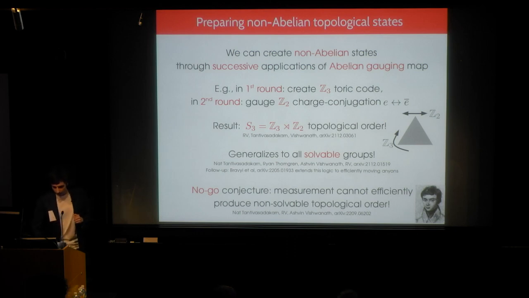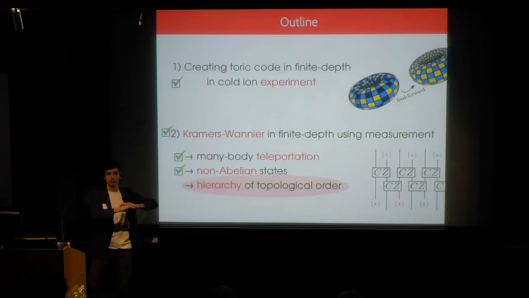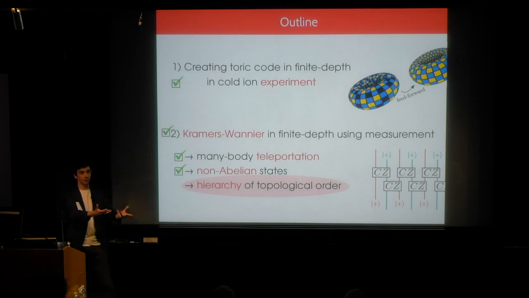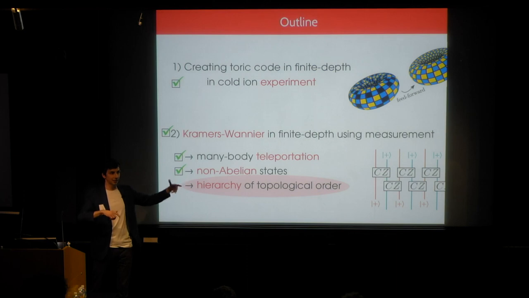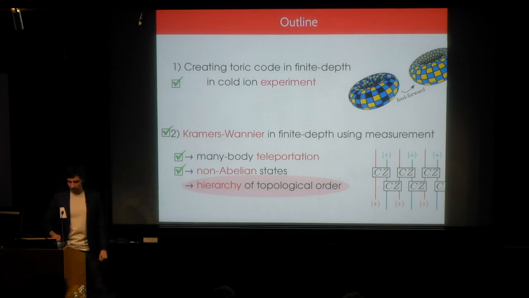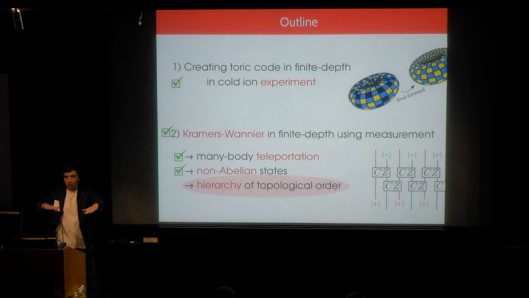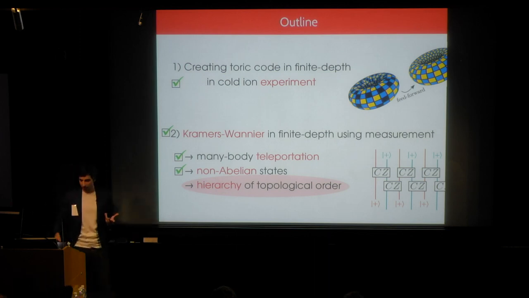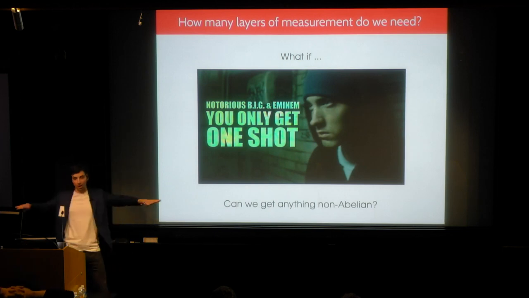Good. So then, just to wrap up, what we see so far, for example, is that if you have one layer of measurement, you can prepare the toric code. And if we did multiple layers of measurement and feed forward, like two, you get S3, non-abelian stuff. You could ask, what is the hierarchy of states involved here? For example, if I only use one layer, can I get something more interesting than the toric code? Can you get a non-abelian state from only using one layer of measurement?